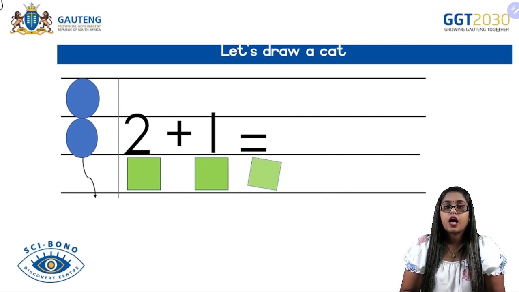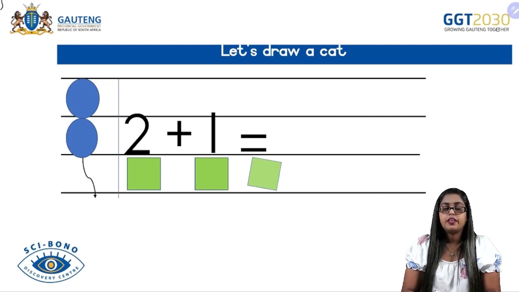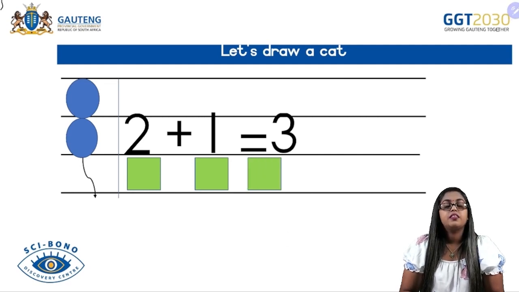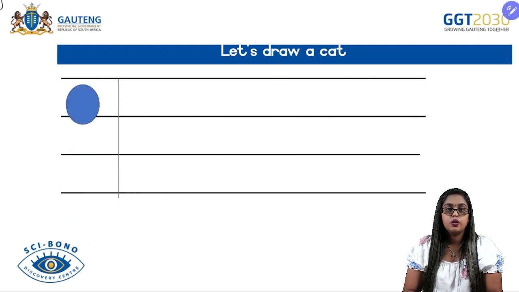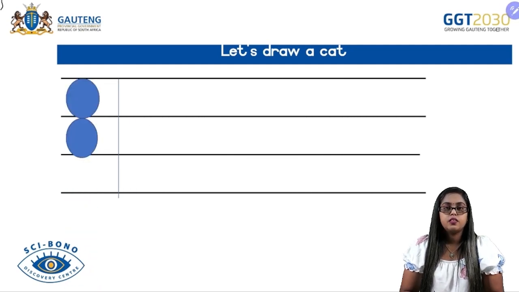Good job. So how many do you think are all together? Let's count them. 1, 2, and 3. If you have the answer as number 3, then excellent work. You have gotten it correct. If you don't have it as number 3, it's not a problem because we are going to practice with one more sum. So let's draw another cat. Head, body, tail. Let us start writing.